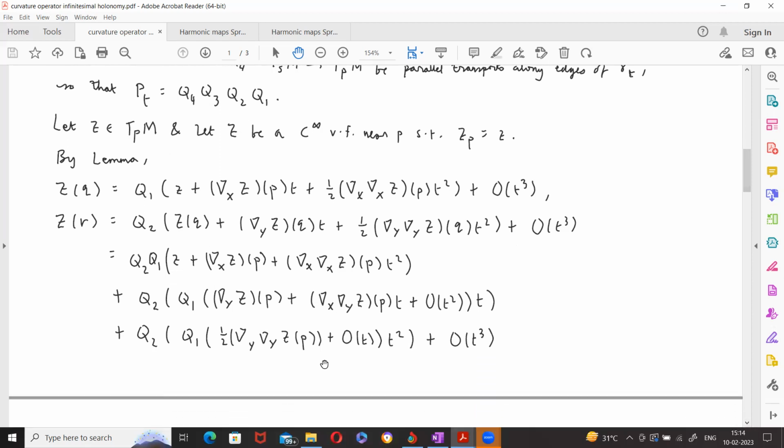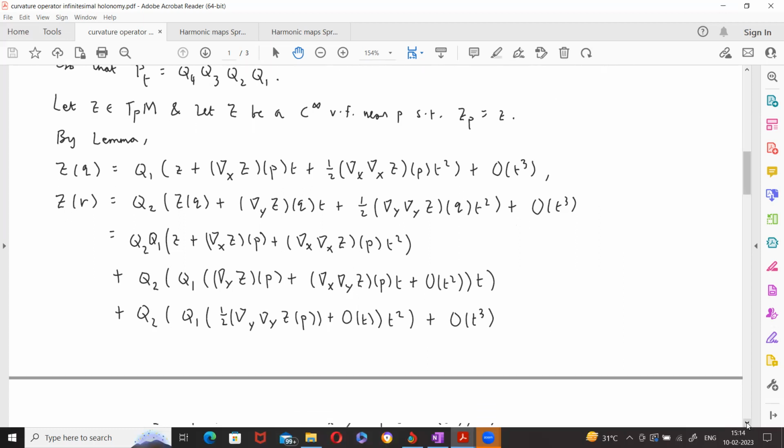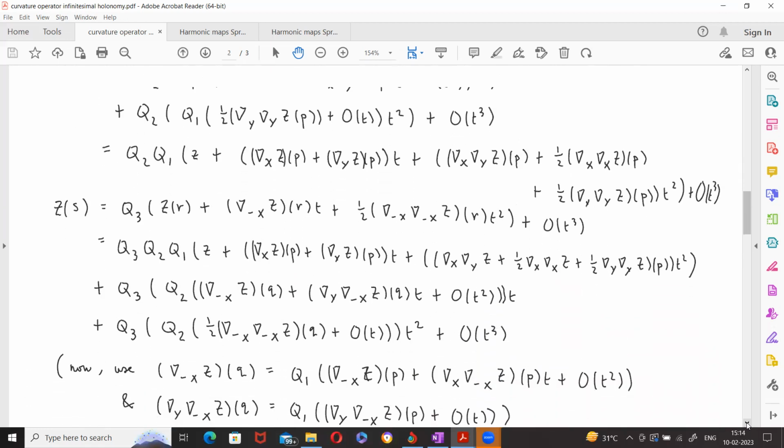Then I discard the terms which are little O of t squared, and what you'll find is some expression of this form, q2, q1, and then z of, then you'll get some first order terms, nabla x z at p plus nabla y z at p into t, plus some second order terms, nabla x y z at p plus half nabla x z at p plus half nabla y z at p into t squared plus big O of t cubed. Okay, and then you continue this process. So I won't do more, but it's not very difficult. You just keep following the similar sort of calculations.